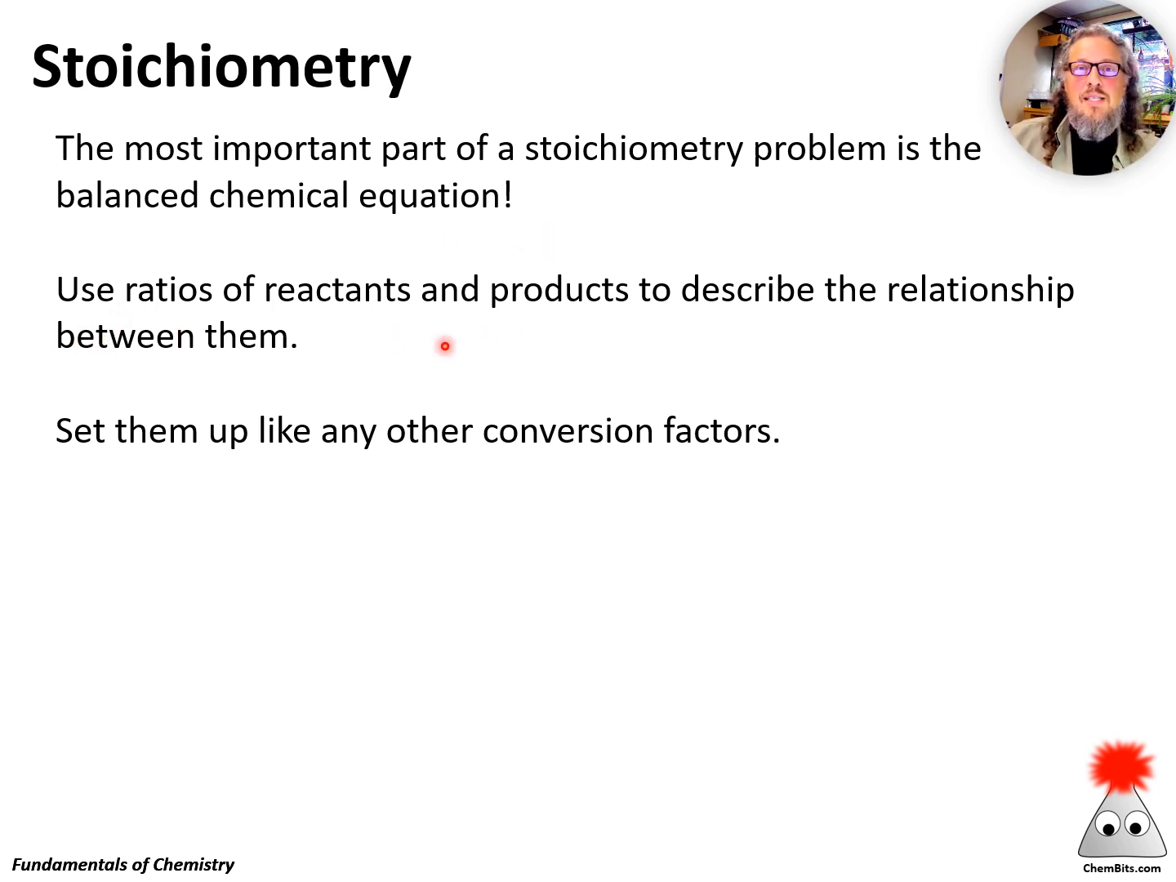The ratios that we see in that correctly balanced chemical equation describe the relationship between products and reactants, reactants and reactants, reactants and products, products and products, any combination of those. And really get in the habit right now of setting them up like any other conversion factor problem. Again, for a lot of the ones that we're doing right now, the examples I went through, they seem a little trivial as far as those ratios, but the reason they seem trivial is because we're using lowest whole number coefficient balanced chemical equations.